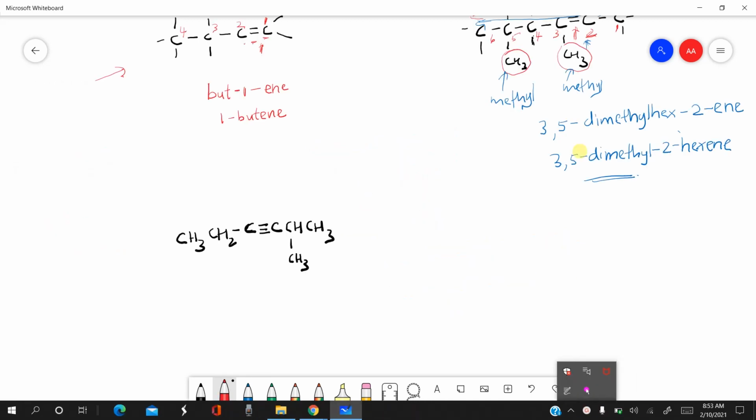Now naming an alkyne. First start numbering. You have to number such that this triple bond gets the lowest number. 3, 4, 5, 6. If we number from this way, 1, 2, 3, 4, 5, 6. The triple bond gets the same number.